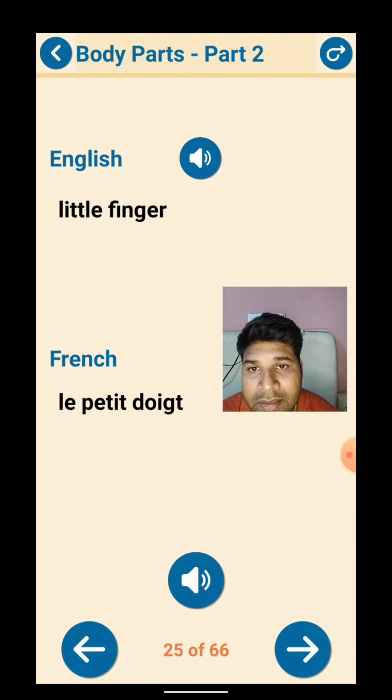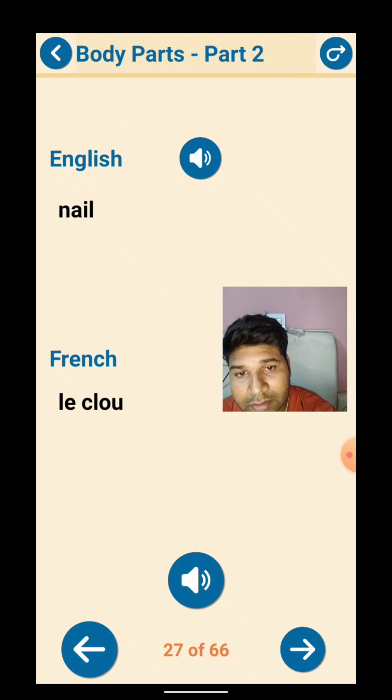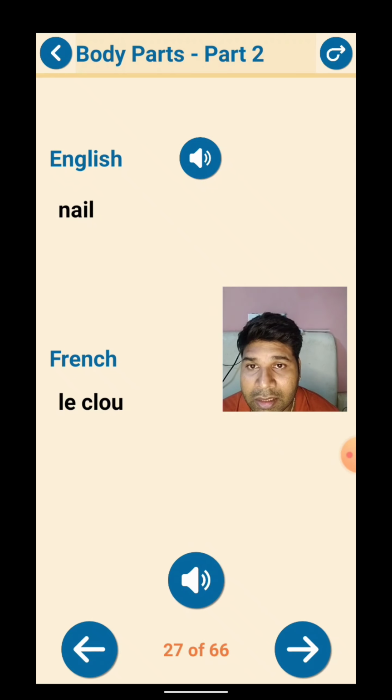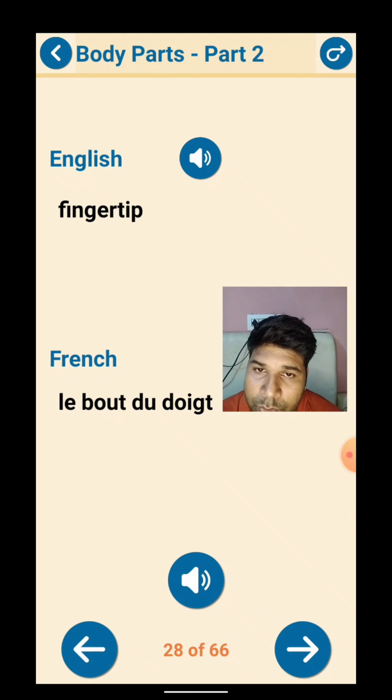Little finger in English, le petit doigt. Knuckle in English, l'articulation. With the apostrophe it will be l'articulation in French. Nail in English, l'ongle. Fingertip in English, le bout du doigt in French.